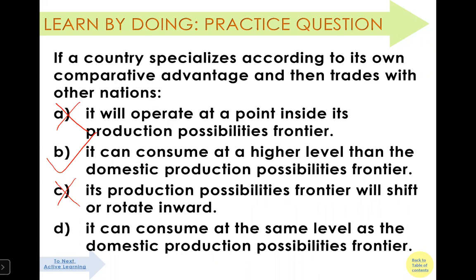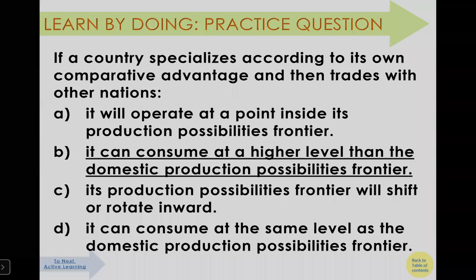However, the world PPF, when I say world, think about the 2 country case, meaning their joint production will exceed what was possible if they produce without cooperation, right? Last one, it can consume at the same level as the domestic PPF. So if it's the same, then there's no point of trade, right? So there's no principle of comparative advantage.